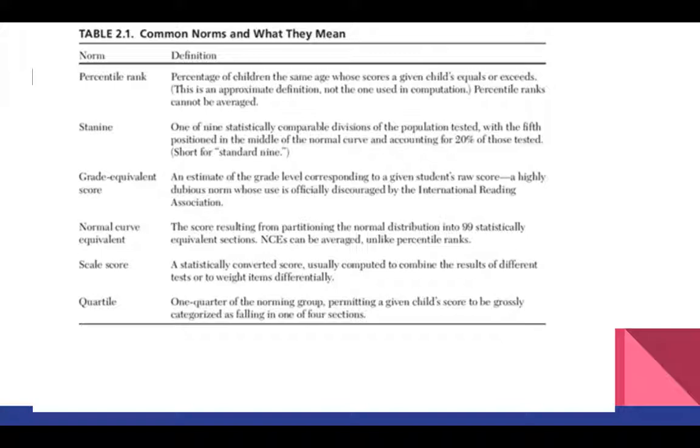So when we think about norms, we've probably heard some of these: percentile rank, stanine, grade equivalent score, a normal curve equivalent, a scale score, or quartile. I would suggest to you that as a reading teacher, you really want to become familiar with stanines. While stanines aren't as specific as percentiles, if you look at a stanine, there are 9 statistically comparable divisions of the population tested, with the 5th being in the middle of the normal curve and accounting for 20% of those tested.